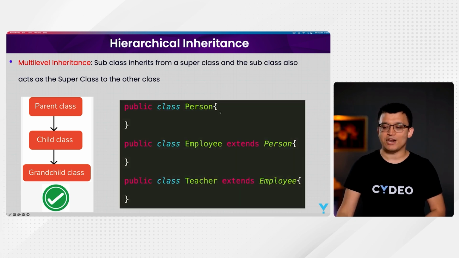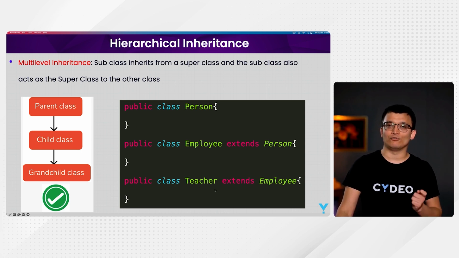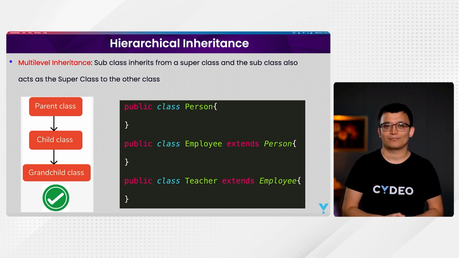Okay. For example, here you see we have this person class, which is the parent class of employee. And this employee class, which is the child of person, now becomes the parent of teacher. So what that means is that person is the parent of employee class and employee is the parent of teacher class. So this is the parent and this is the child, and this teacher is the grandchild class of person. This inheritance type is known as multi-level inheritance. Even when the child is the parent of another class, that is multi-level inheritance.